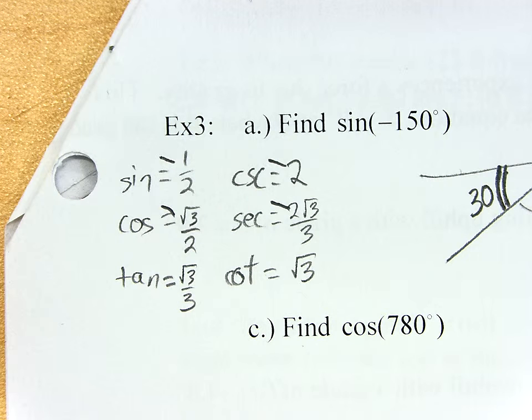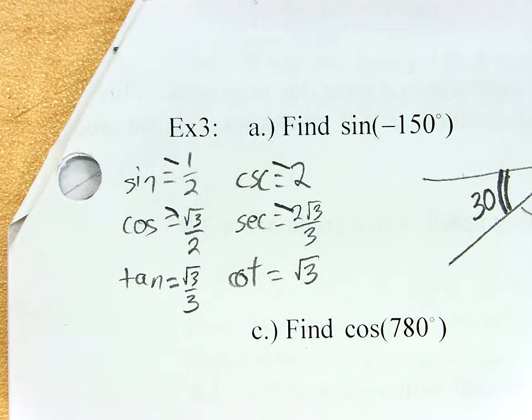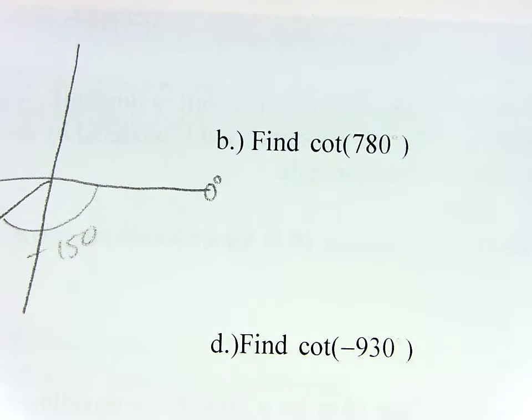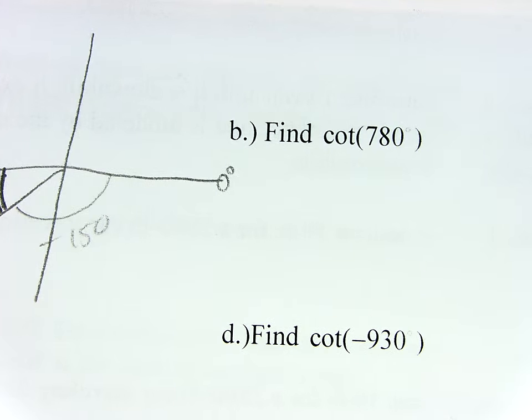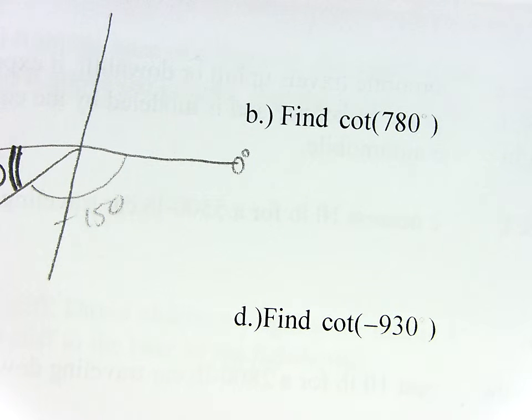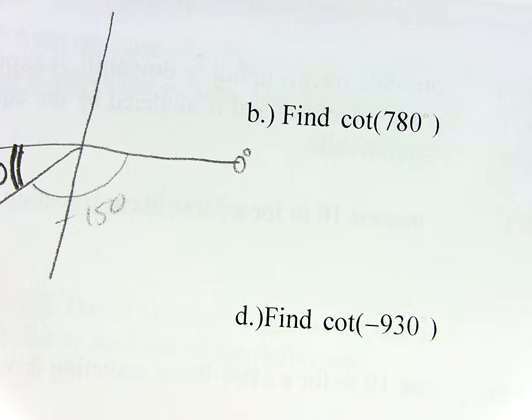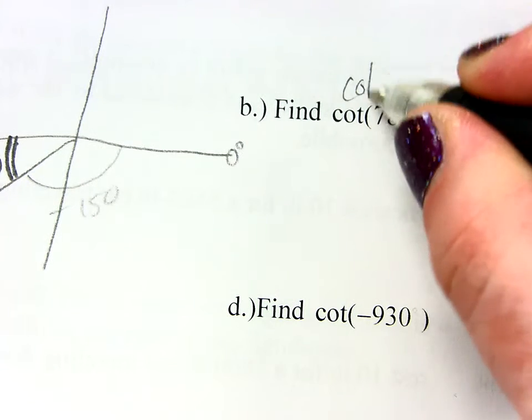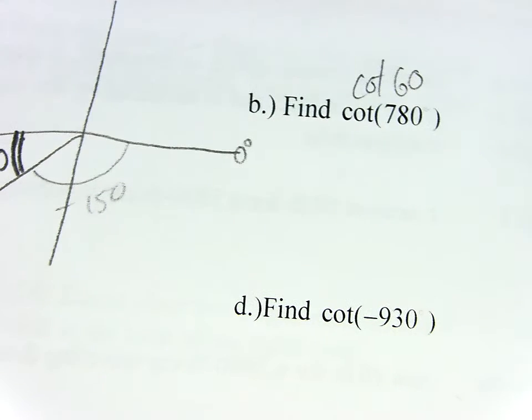Okay, so now if we look at one like B, for example, we're not going to find all 6. They just want the cotangent of 780. So first, we're going to find the coterminal angle. So 780, what is it? I think 60. I think you're right. So I'm really dealing with the cotangent of 60.